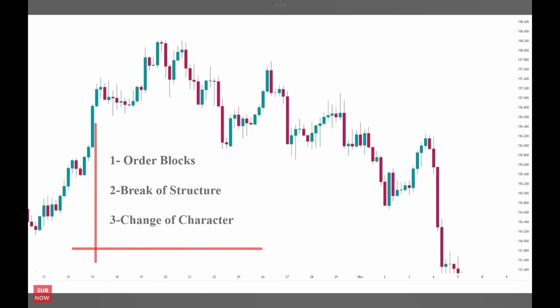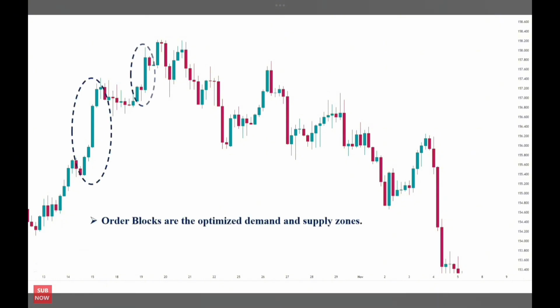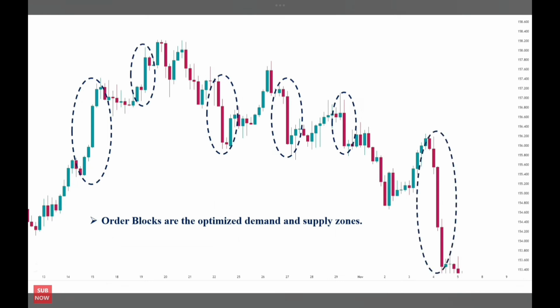Let's start with the order blocks. Order blocks are the optimized demand and supply zones. They form when a large amount of money enters the market, resulting in a massive move. In other words, when there is an imbalance between the buyers and the sellers.